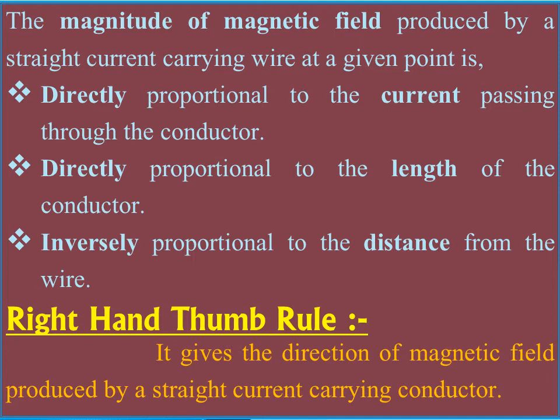Next, we are going to discuss the right hand thumb rule. Right hand thumb rule gives the direction of magnetic field produced by a straight current carrying conductor. That means the direction of the magnetic field produced by a straight current carrying conductor is given by the right hand thumb rule.